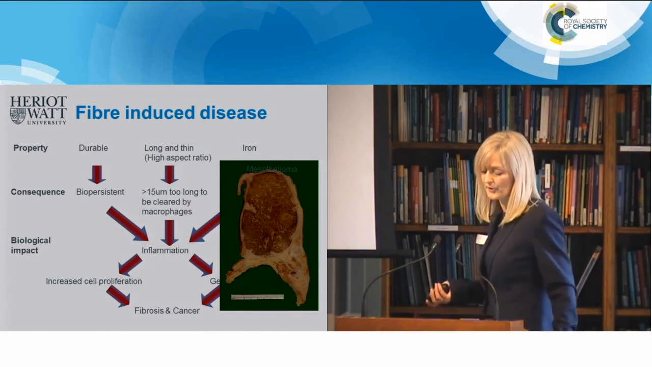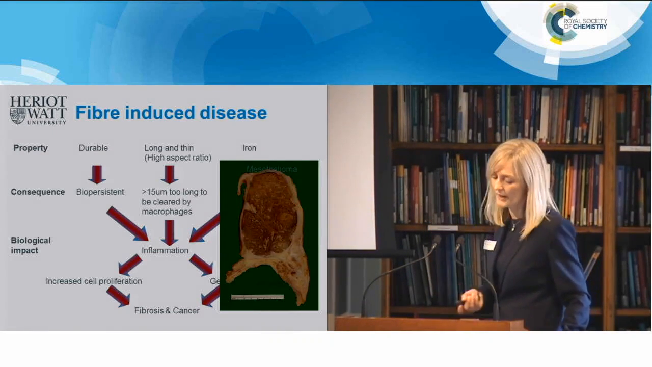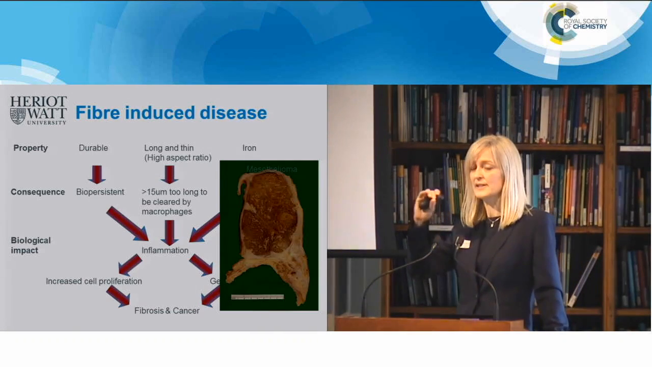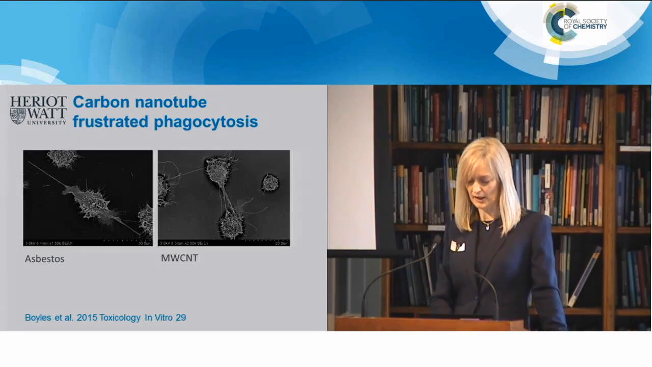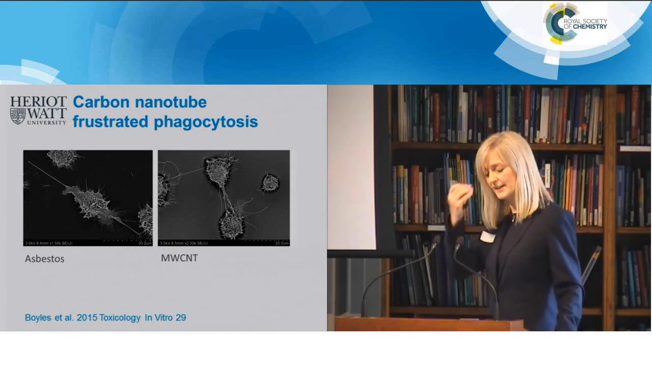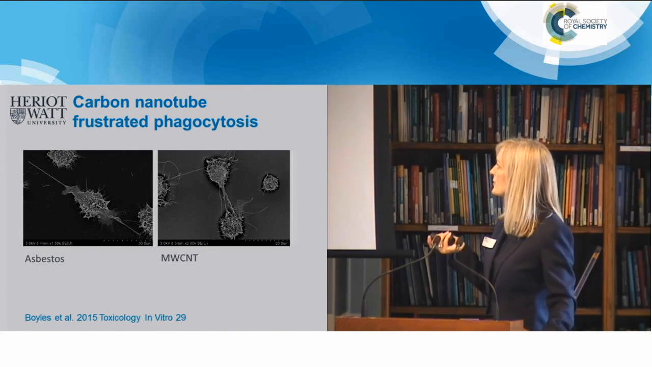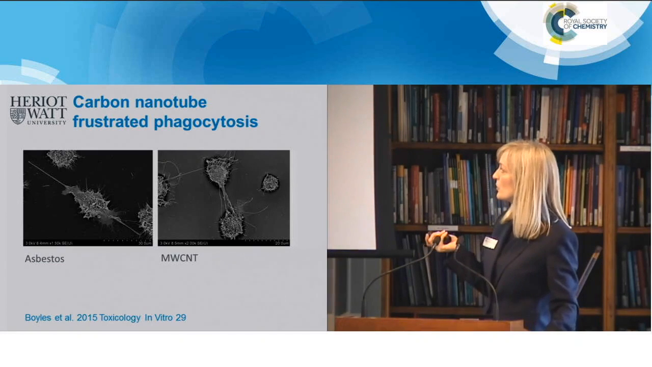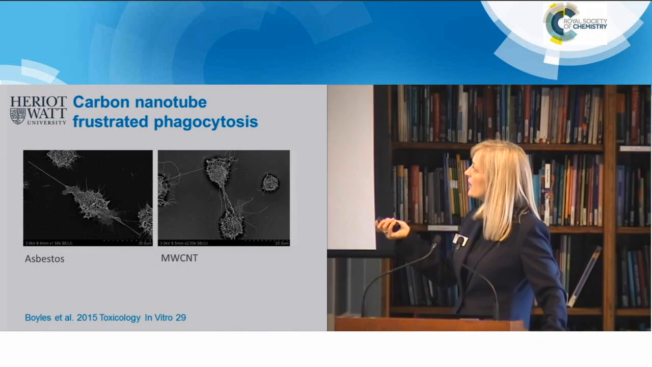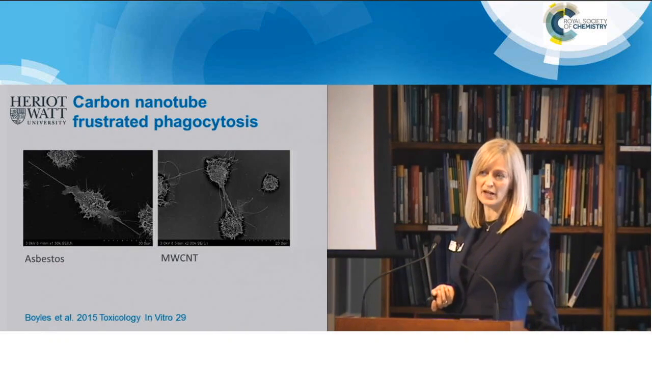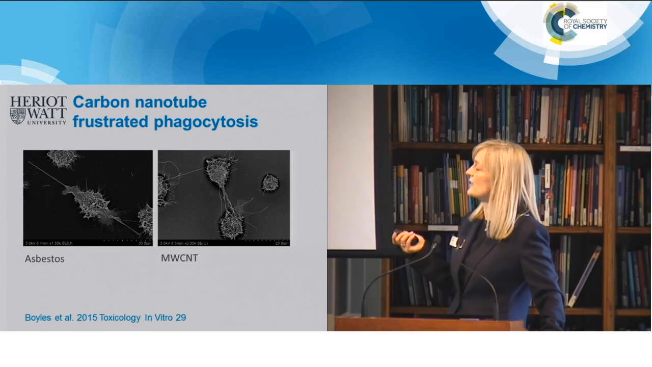This is a section through lung tissue with a particular type of tumour, mesothelioma, surrounding that lung tissue, because these fibres tend to accumulate in that cavity, the pleural cavity, around the lung. So we investigated asbestos and compared it to some nanomaterials that have fibre-like dimensions, such as multi-walled carbon nanotubes. So these are macrophages in culture, and you can see that they are trying to take up the asbestos fibre, but they're failing to do so. This is known as frustrated phagocytosis.